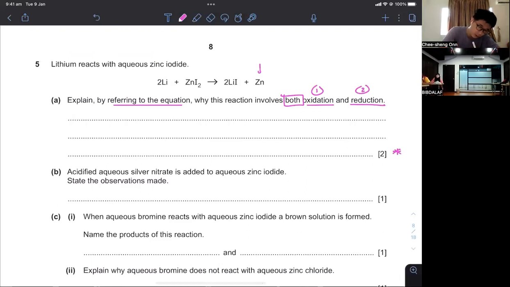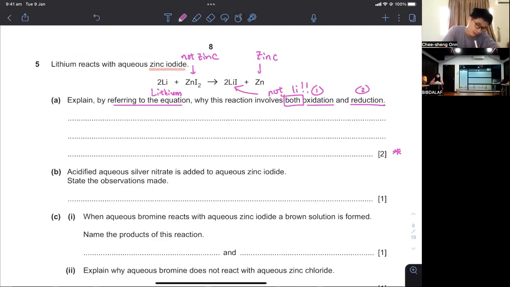Now, this is what you call zinc. This is not zinc, so be careful. A lot of students will say, oh, zinc, zinc, zinc. It's not zinc, it's zinc iodide. It's also mentioned in the question, zinc iodide. And then this one is lithium. This one is not lithium. Basically, the lithium has been converted into a compound. So be very careful about that.